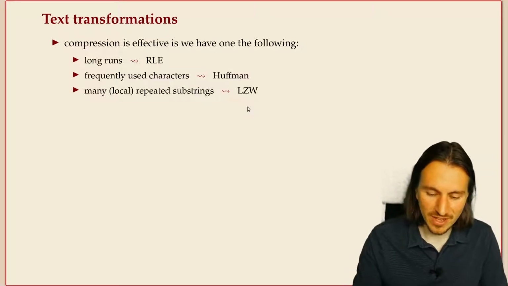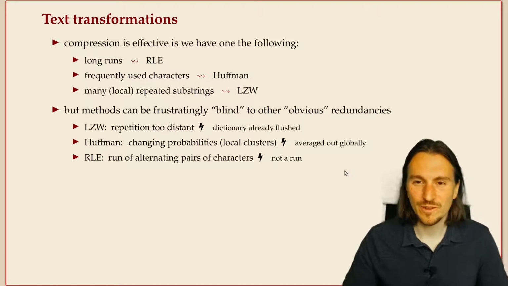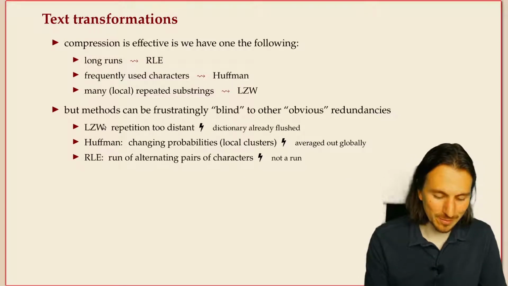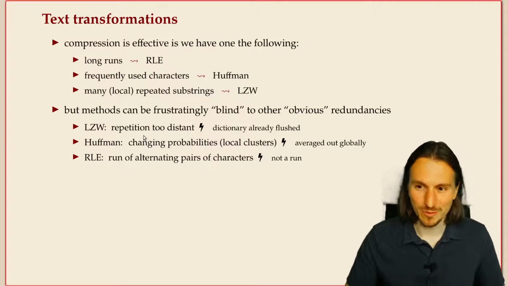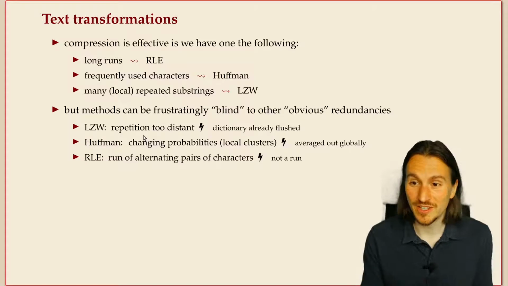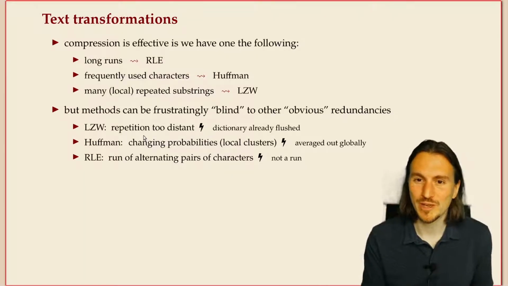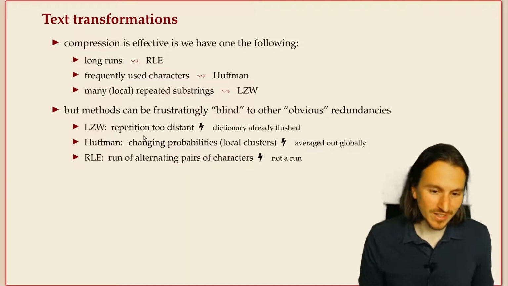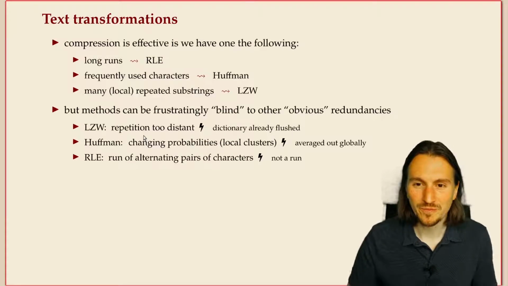Lempel-Ziv-Welch does well. Unfortunately, methods can be very stupid whenever it goes a little bit beyond that. For example, Lempel-Ziv-Welch doesn't pick up any repetition if they're too distant. If the dictionary is already flushed, then we will not profit from these. And this is inherent. You can make the dictionary big, but then your code words are longer and you waste space on that side of things, unless you do extra steps after it. Or you make your dictionary small and then you miss out on these long distance repetitions.